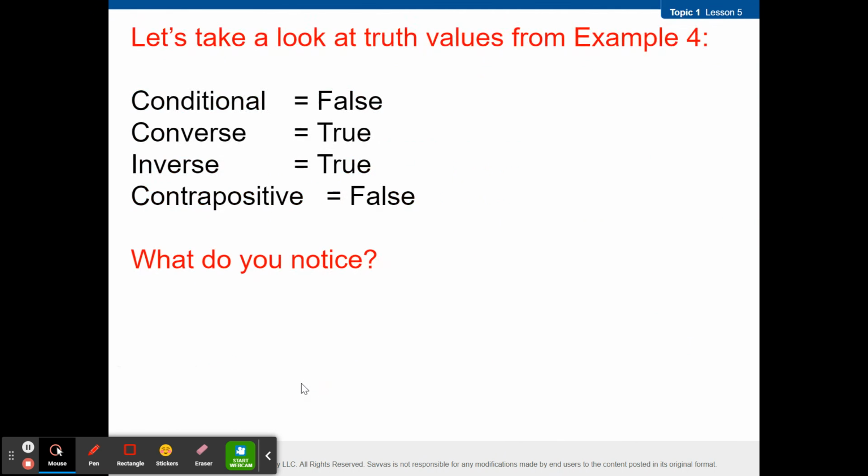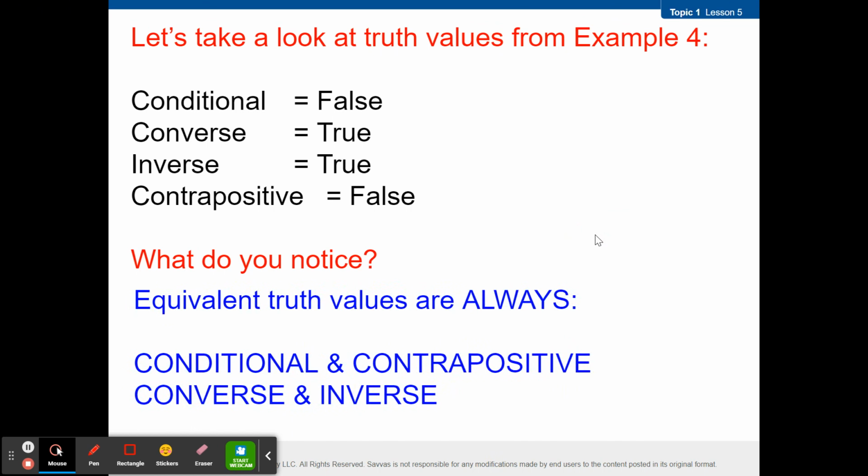All right, let's take a look at this one. So it says, again, let's take a look at this from this example. So it says the conditional was false, the converse was true, the inverse was true, and the contrapositive was false. So here is the pattern that you're going to want to write down on the back of those sheets. The equivalent truth values are always, the conditional and the contrapositive will always be the same, and the converse and the inverse will always be the same. Okay? So if one's false, then the other's false. If one's true, the other's true.